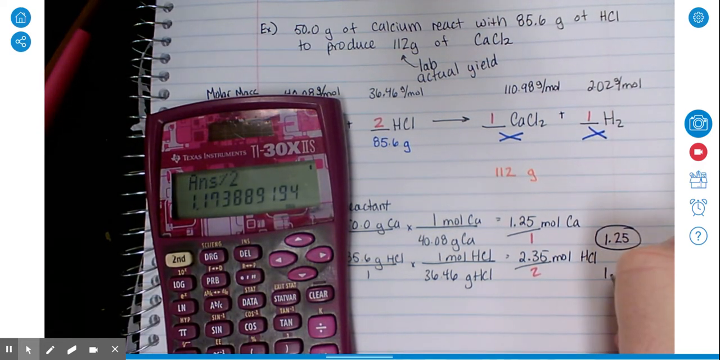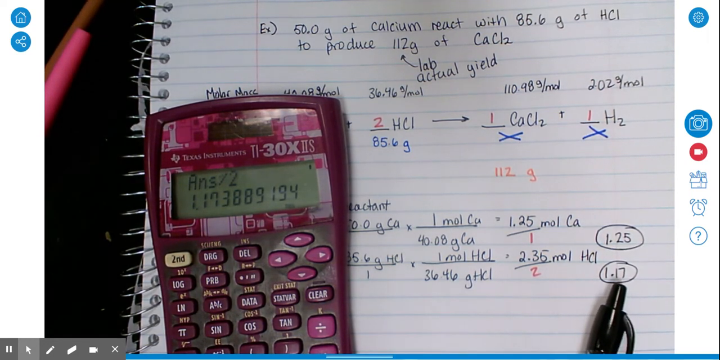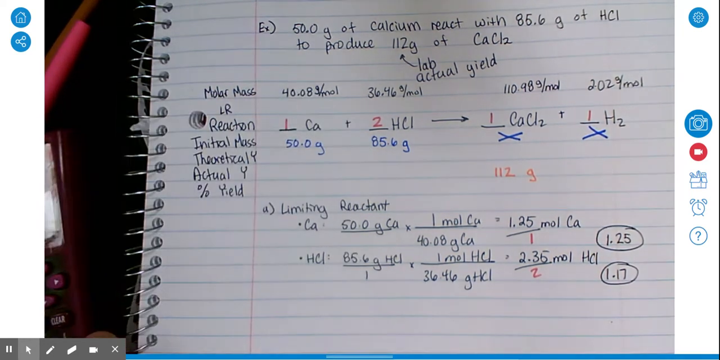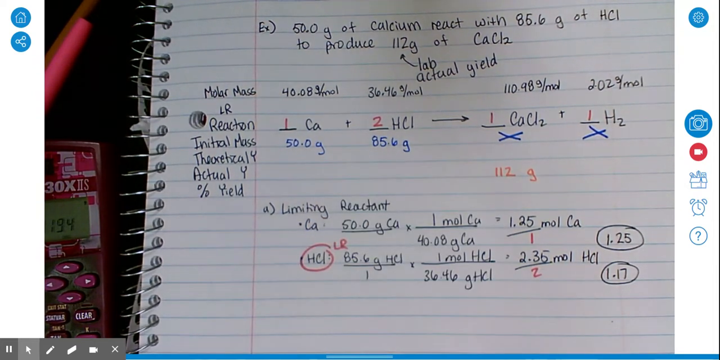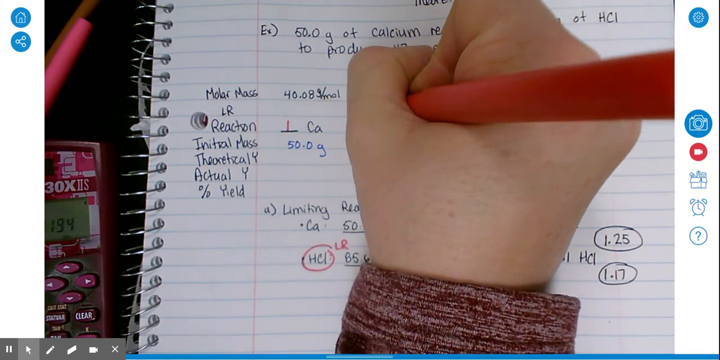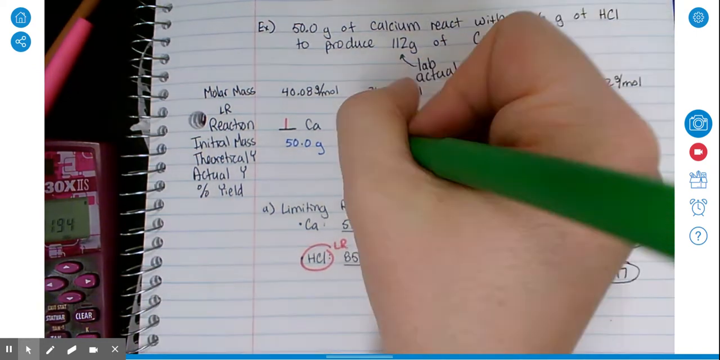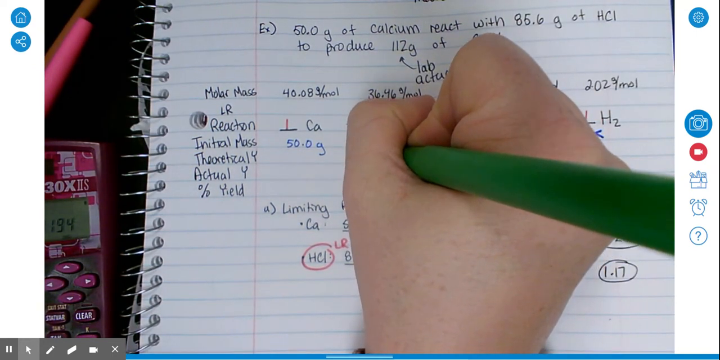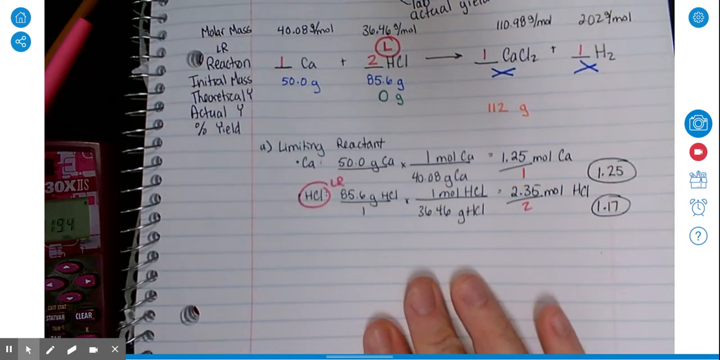and I get 1.17. These are close, but HCl is the smaller number, so HCl is going to be my limiting reactant. So I'm going to use HCl in my further calculations. That also means my theoretical yield of HCl is 0 grams because theoretically it's going to be all used up.